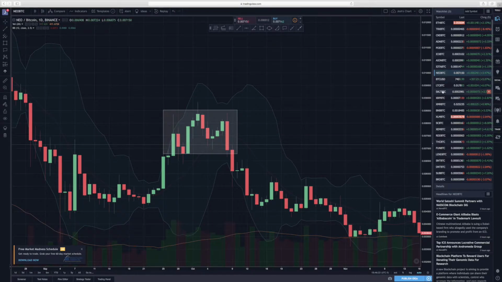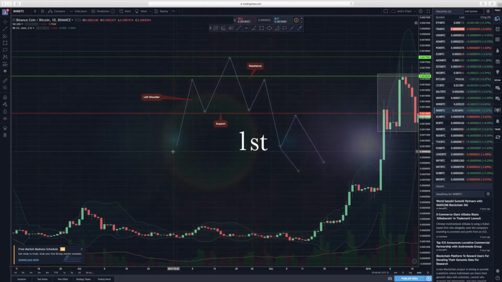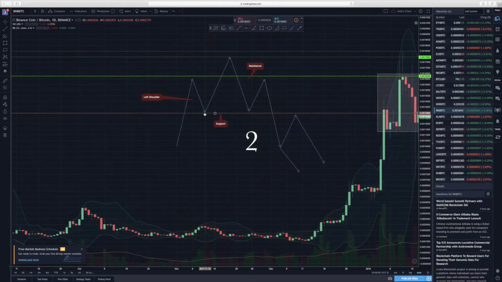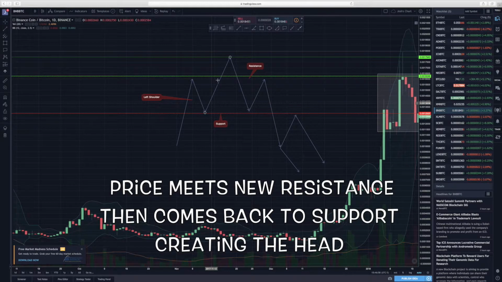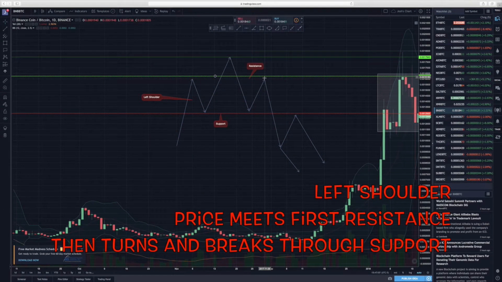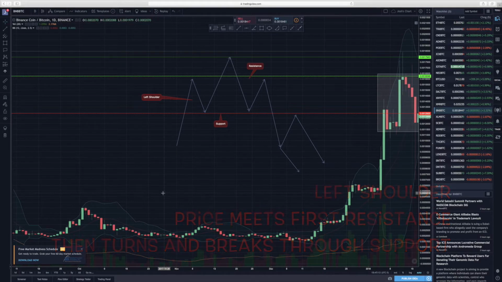Let's go back and recap the main points. So like I said here, you're gonna have an uptrend that comes and meets a resistance, it bounces and it meets a support, makes that left shoulder. Then you're gonna have another uptrend off that support that meets a resistance and comes back to that support, that's gonna make that head. And then you're gonna have another uptrend that comes and meets that resistance and bounces off and breaks through the support, creating that right shoulder, and it's going to give you that reversal formation.